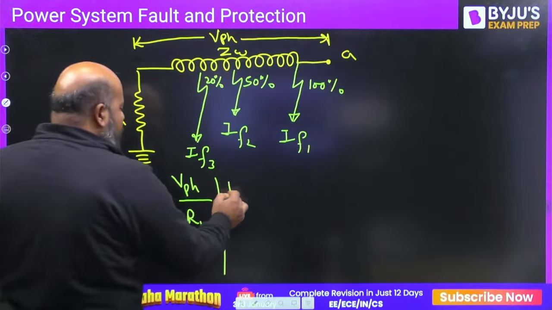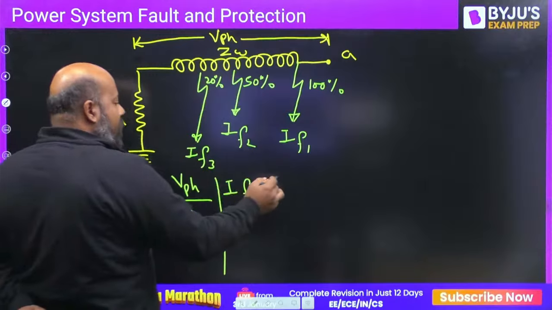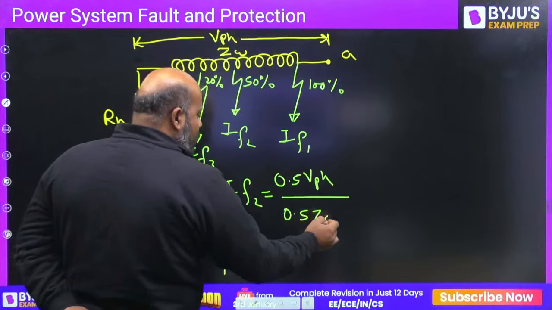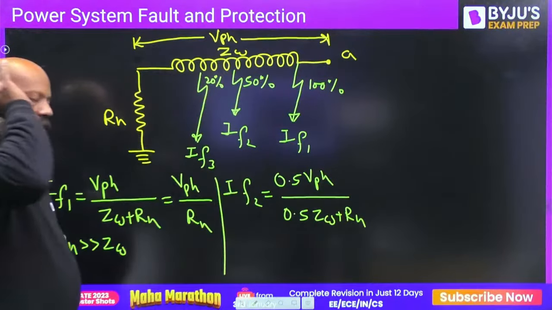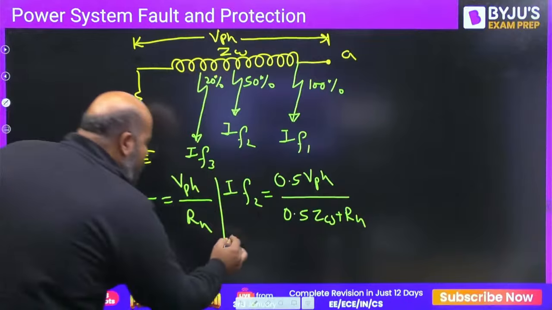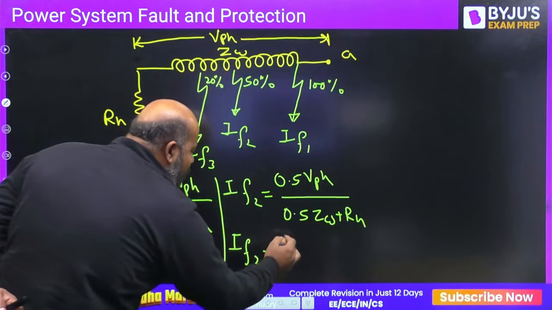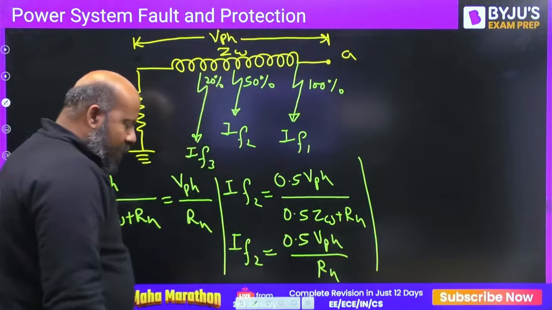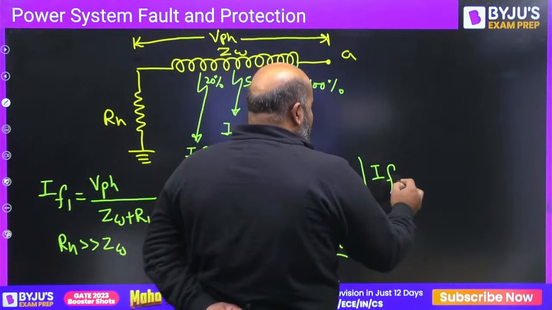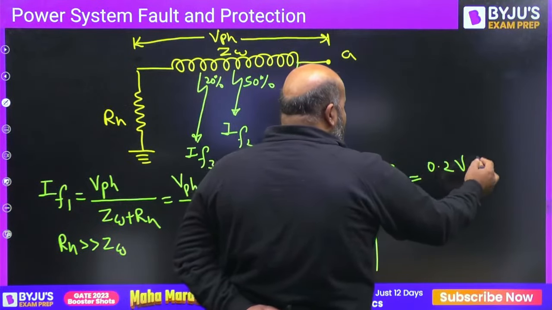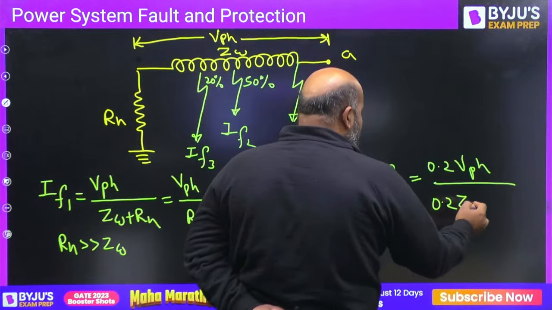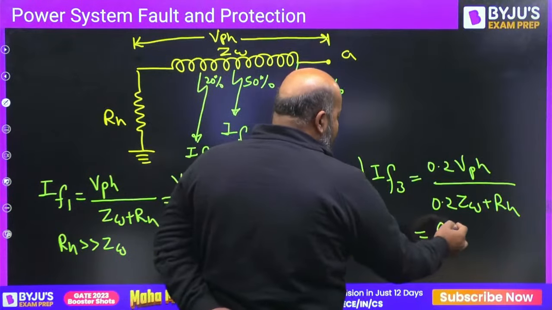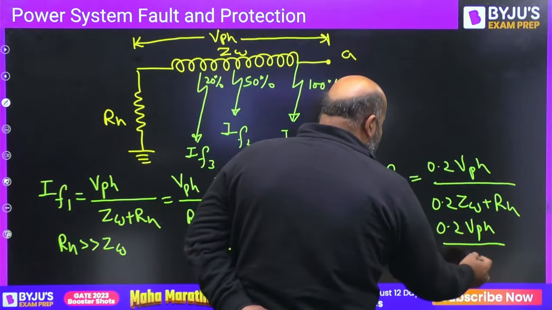Let us take the second case, fault current IF2. Now, it is 50%. So, voltage across will be 50%. Winding impedance will be 50%. And this is RN. Again, ZW is very, very small in comparison to RN. So, now IF2 becomes approximately 0.5 V phase upon RN. Third case, IF3, only 20% voltage coming across, 20% winding impedance, RN, and winding impedance is neglected, so 0.2 V phase upon RN.